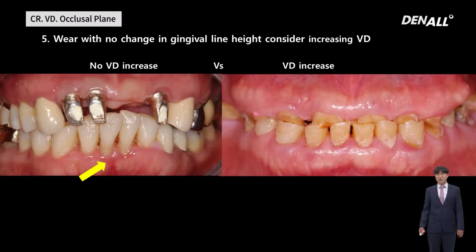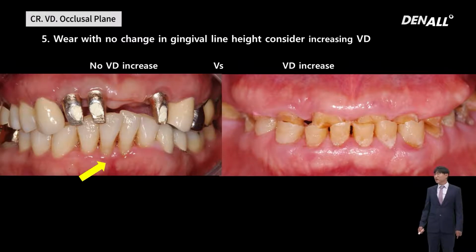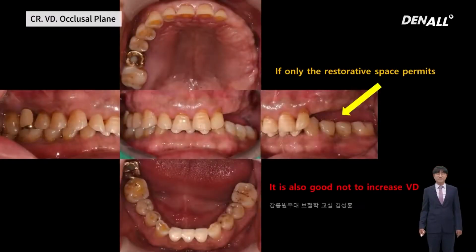Let's compare these two cases. On the left, the attrition compensating eruption due to opposing ceramic raises gingival line, and it's not VD loss. But for the right-hand side, if there is wear without change in the gingival line height, increasing VD should be considered. If gingival line height remains constant and attrition occurs, in most cases, space for restoration is insufficient. Even without clear VD loss, VD needs to be increased for restorations.